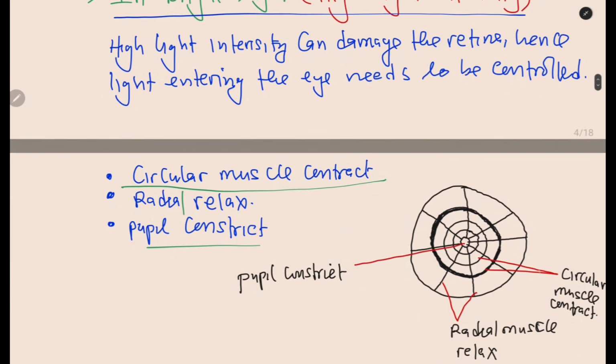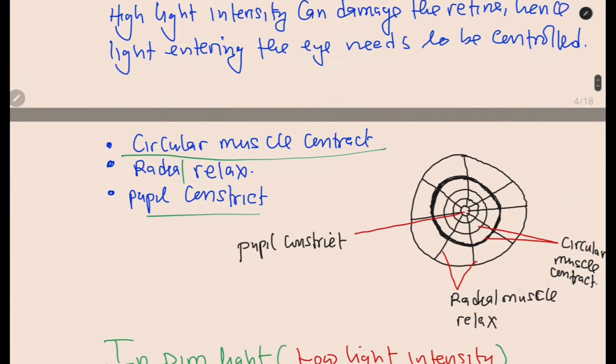So this is the drawing for when there's high light intensity to the pupil. As you can see, these are what we call radial muscles. They relax. Then the circular muscles are these that are going like this. They do what? They contract. So when they contract, they reduce the space of the pupil, as you can see right here.